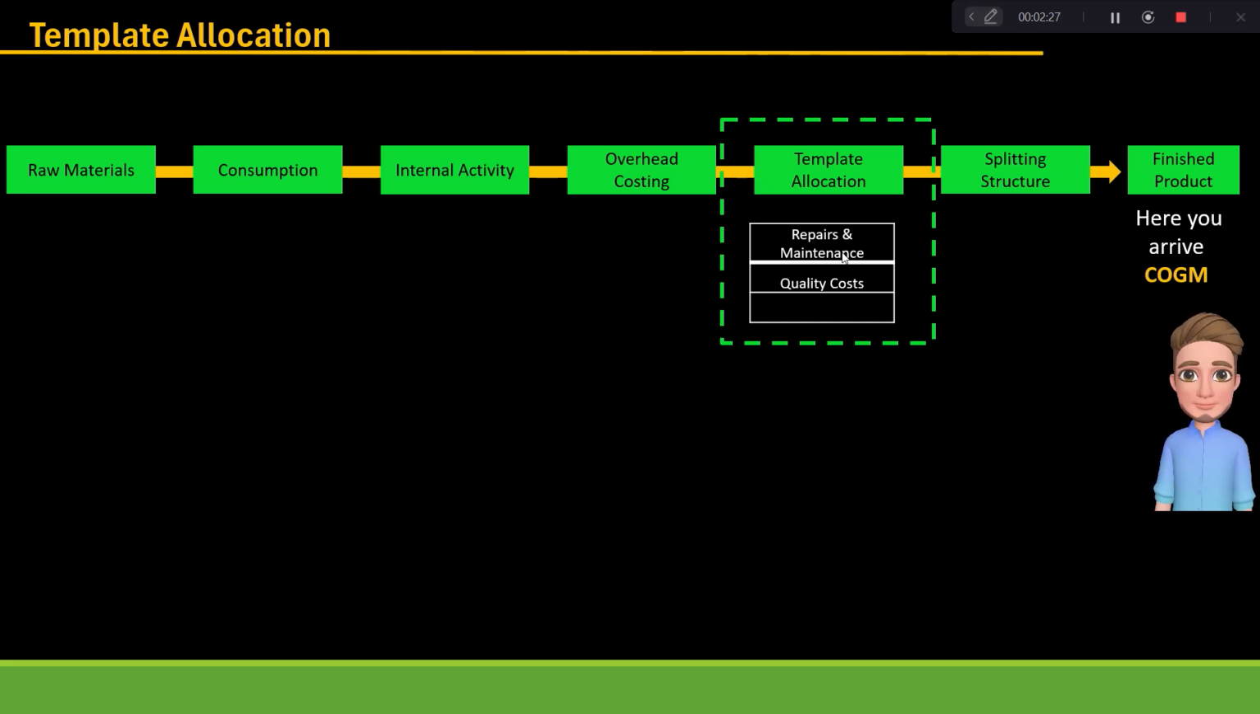Let's say you have repairs and maintenance and quality cost. These are the two things. I gave an example of marketing cost, but now let's say you have repairs and maintenance and a quality cost. These two costs you want to charge to the production order. How will you charge based on repairs and maintenance to various different orders? That is where this functionality comes into help.